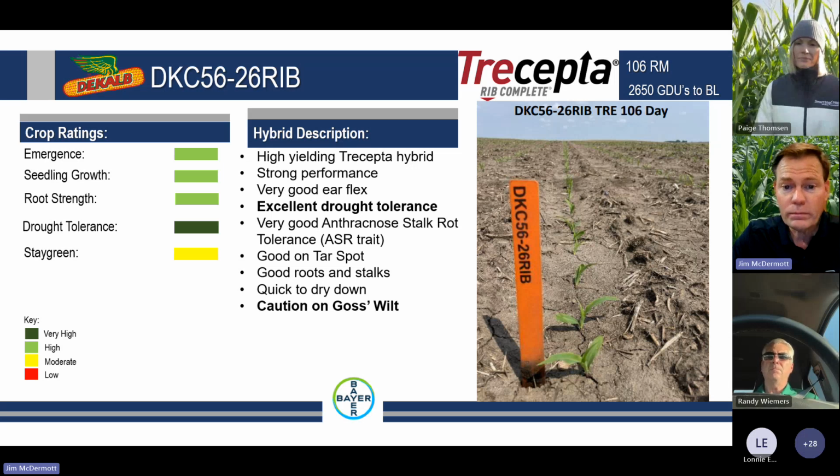But the overall disease package is good, other than that Goss's wilt. But as a Trecepta, we're going to keep it in rotated acres, so that certainly helps minimize the risk on the Goss's wilt side. But then a fun one to have as a complement in here.